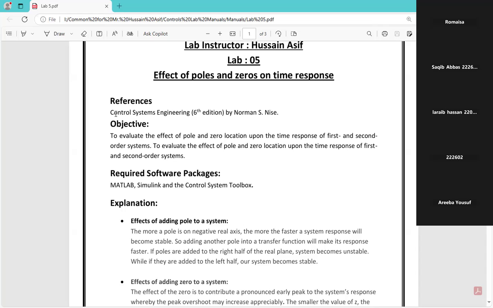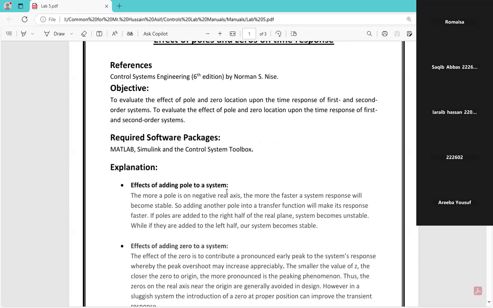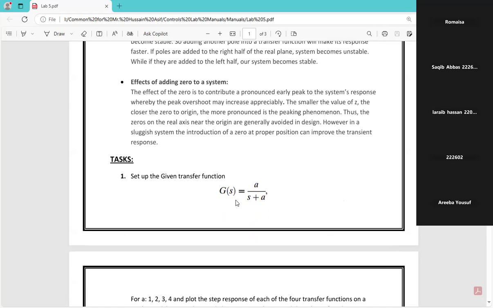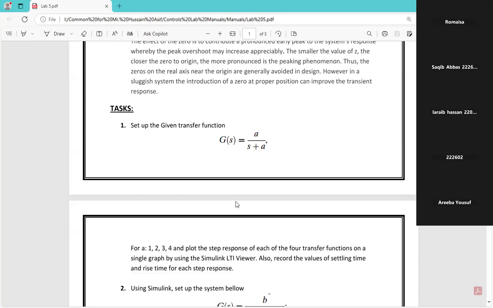Okay. So this lab is about the effect of poles and zeros on time response. The reference is the same, the control systems book that we are going through in our course right now. Basically, we'll add a pole to the system and see its effects, and then we'll add a zero to the system and see its effects. The very first thing we are going to set up is a first order function: a over s plus a.